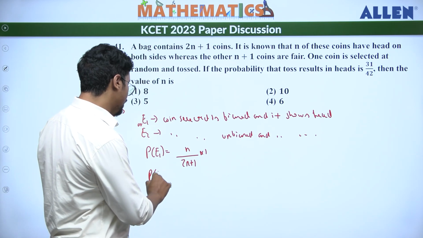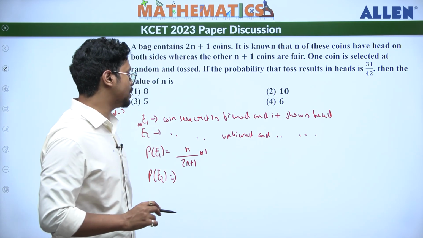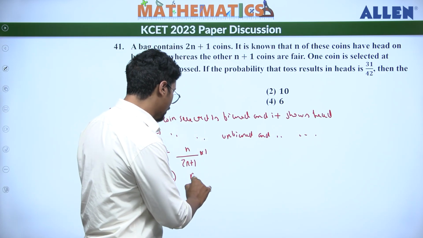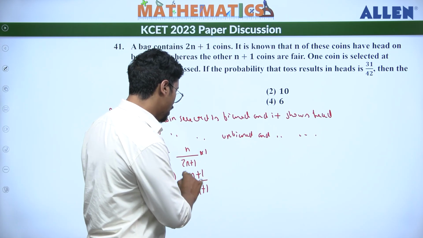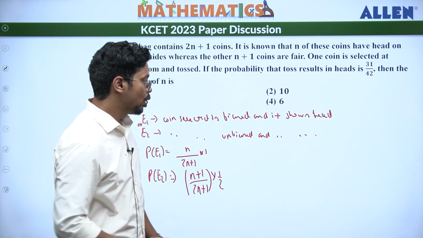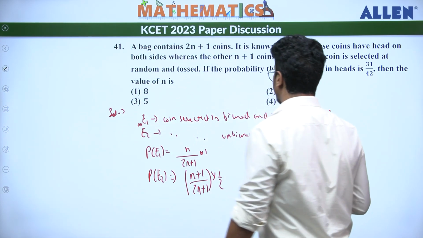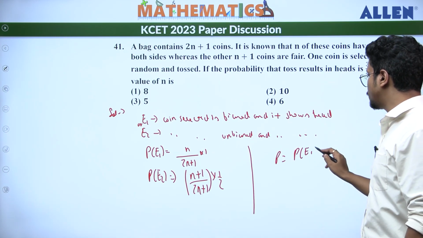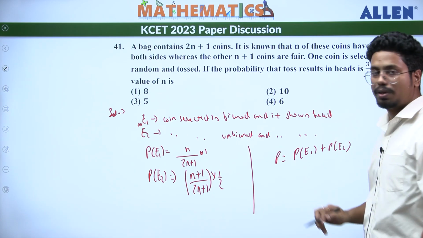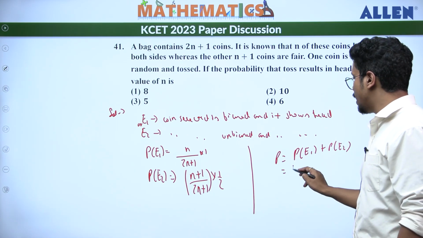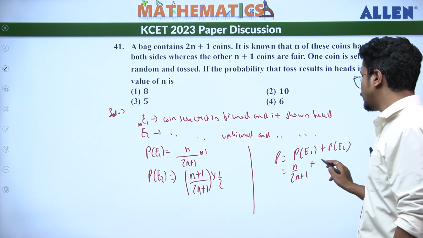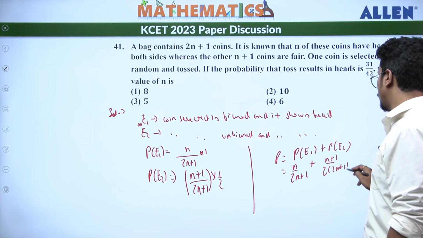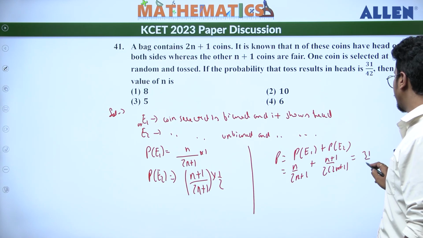Now the probability of event 2, that the coin selected is unbiased and shows head: the number of unbiased coins by the total number of coins, and then the probability of head is 1 by 2. So the probability that the coin selected shows head will be the probability of event 1 plus the probability of event 2, by the total probability theorem. So what you will get is n by 2n plus 1 plus n plus 1 by 2 times 2n plus 1, and that will be equal to 31 by 42.